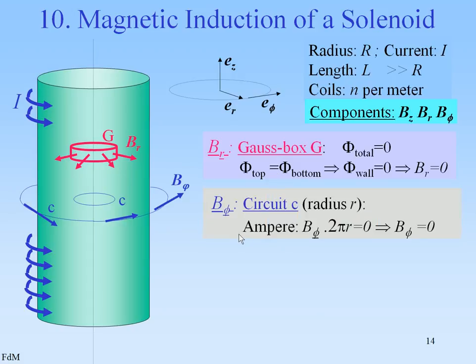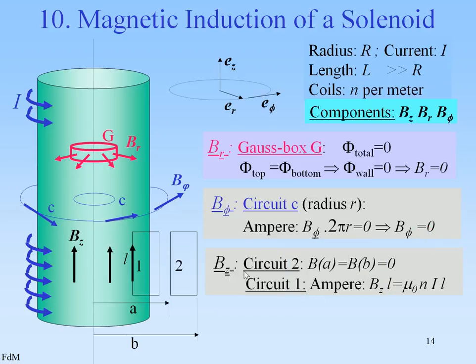Now we take another circuit. First, the circuit C in a circle outside the solenoid. When we perform Ampere's law, you can see that B phi times 2 pi r is 0 because no current is involved. There is no current going through that circle. And this means that B phi will be 0.